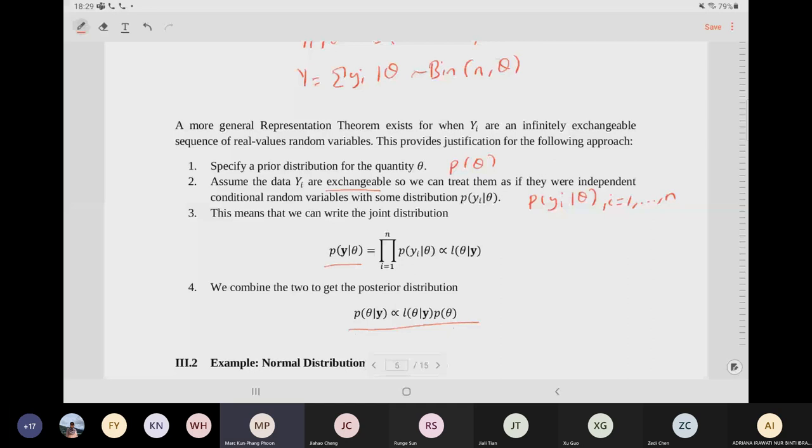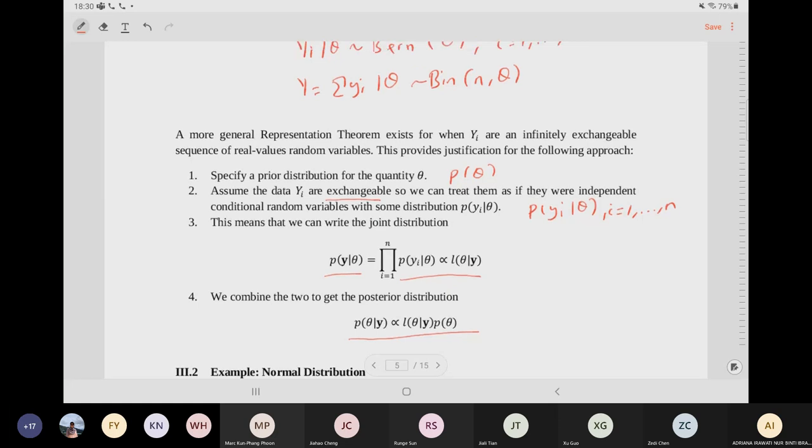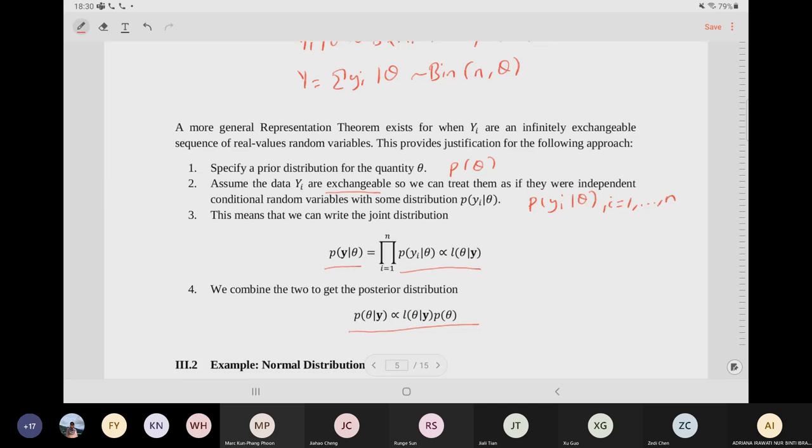Have a look. This is what we're going to use, and this is what we assume. Even for last week, with or without the y_i given theta, even in the frequentist joint PDF, the likelihood is always proportional. It's not equal to the joint PDF. Whether you have the joint PDF for the frequentist or for the Bayesian, it's always proportional.